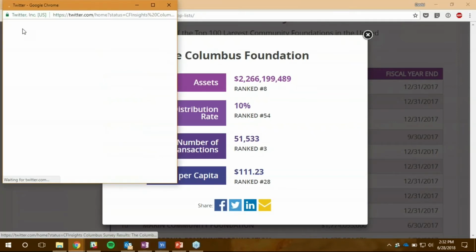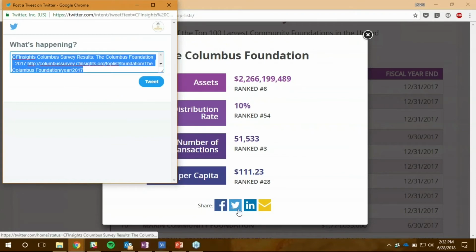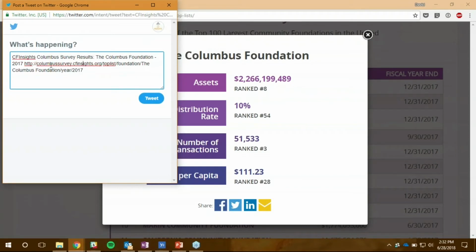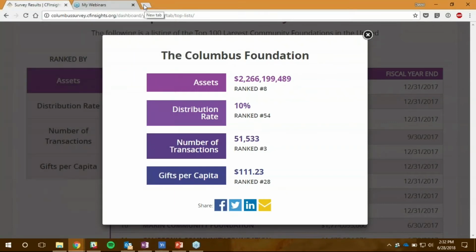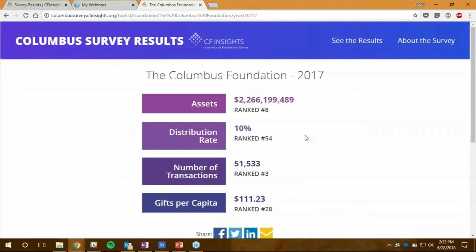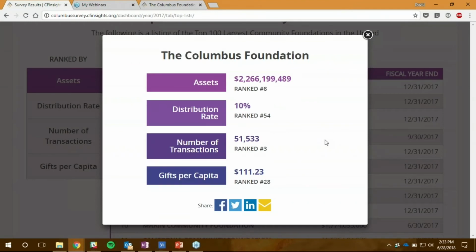And so just to demonstrate that super quickly, if you click the Twitter link here, it'll generate a tweet with the title of the site, the Columbus survey results, the Columbus Foundation, the year, and a link directly to their ranking card. So when folks go to that link, they can see that ranking card for that foundation. So it's just a quick way for folks to be able to share their rankings on one of these 4 lists. And we thought it was a great way for folks to be able to communicate that with different stakeholders or the public.